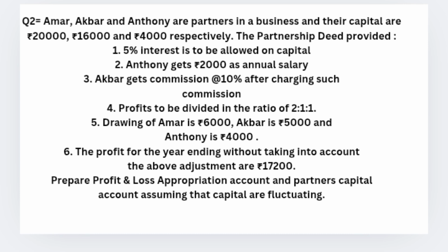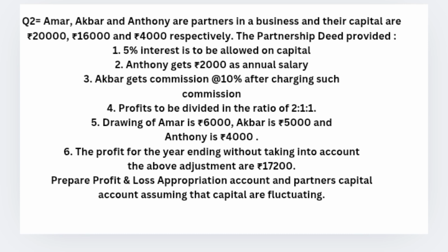Question number 2 says that Amar, Akbar, and Anthony are partners in a business, and their capitals are 20,000, 16,000, and 4,000. The partnership deed provides: number 1, 5% interest is to be allowed on capital. The second one is Anthony gets 2,000 as annual salary. Number 3, Akbar gets commission at the rate of 10% after charging such commission. Remember this point. This will be very confusing.